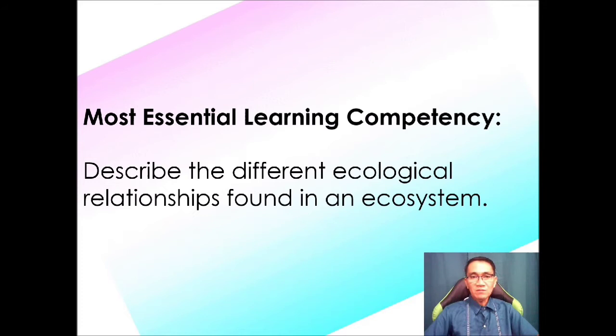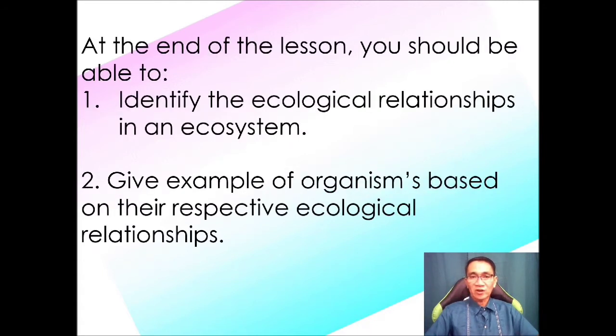To start with, the most essential learning competency is to describe the different ecological relationships found in an ecosystem. The following objectives are, at the end of the lesson, you should be able to: number 1, identify the ecological relationships in an ecosystem; number 2, give an example of organisms based on their respective ecological relationship.